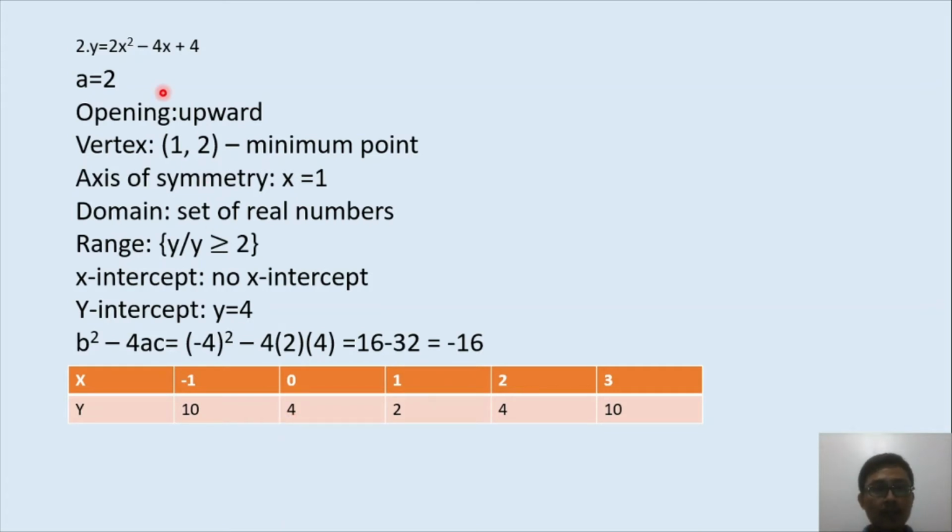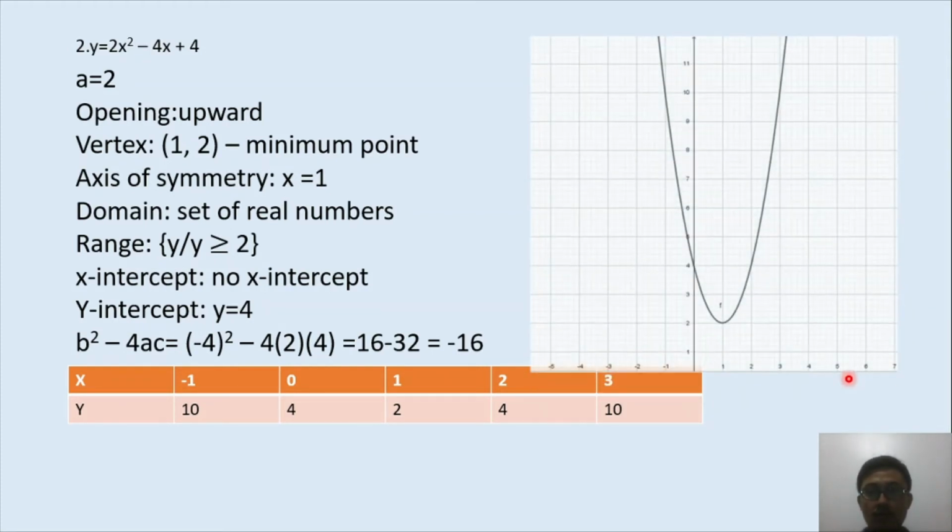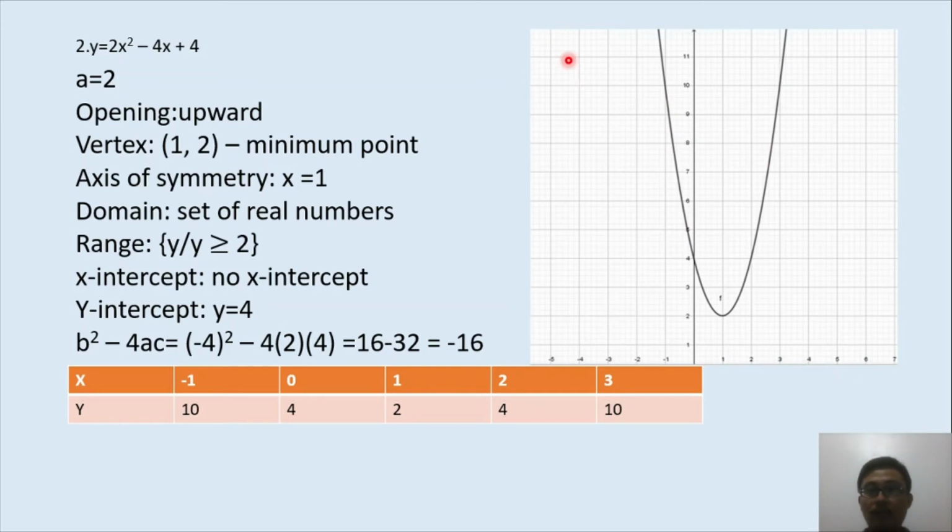Doon naman sa negative 1, so if x is negative 1, squared, so 1 times 2, 2, minus 4 times negative 1, that is positive 4. So, 2 plus 4, 6 plus 4, 10. So, kaya if x is negative 1, y is 10. So, yun na yung ating values. So, ganyan ang magiging graph niya. Yan.